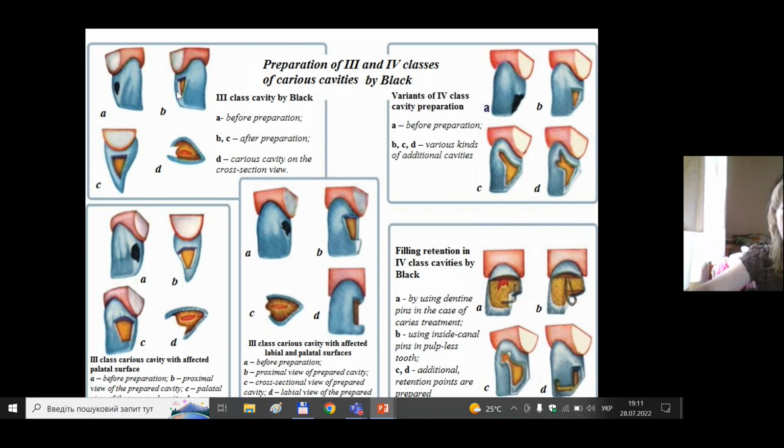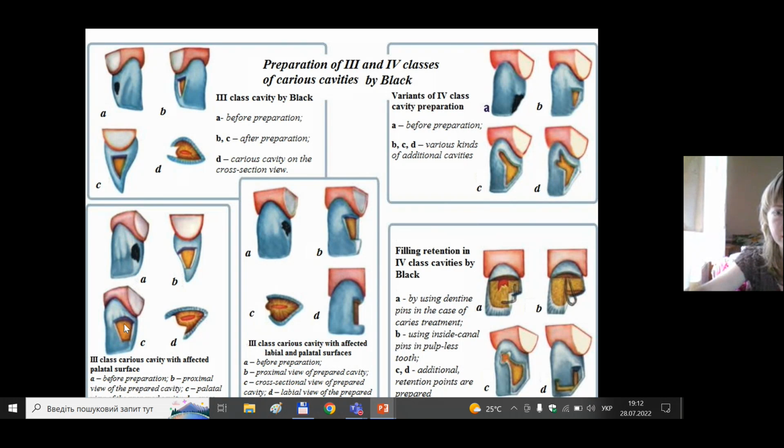For first class it is rectangular, for second class it is in general stairs, or rectangular if it is above the equator. And for third class it is triangular, fifth class oval. So, third class. Pay attention to this peculiarity.